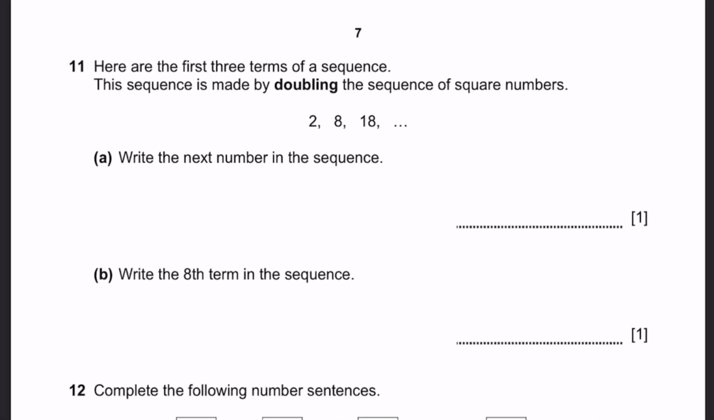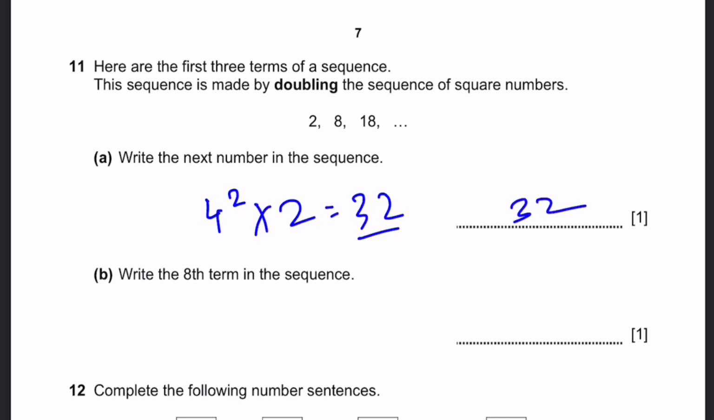Here are the first 3 terms of a sequence. This sequence is made by doubling the sequence of square numbers. A, write the next number of the sequence. So 1 squared is 1, and then we multiply by 2, we get 2. 2 squared is 4, multiply by 2, we get 8, like that. Third number is 18, because 3 squared into 2 is 18. Now the fourth one. The fourth number will be 4 squared into 2, which is 16 into 2, 32.